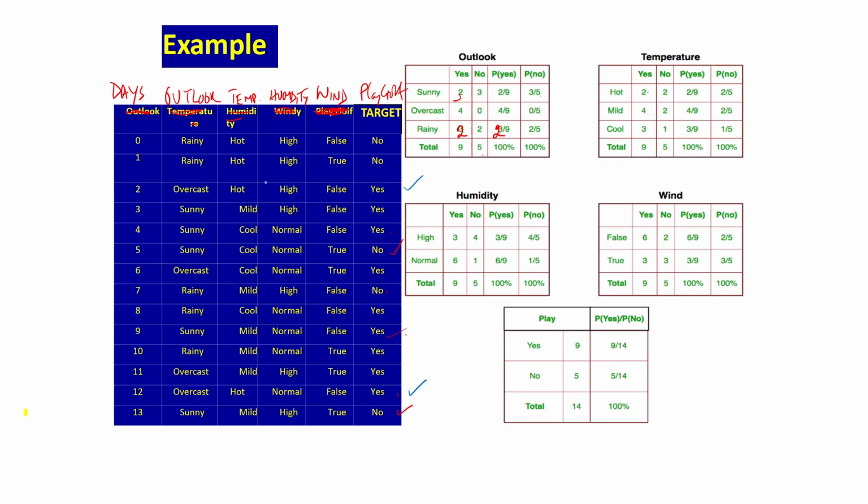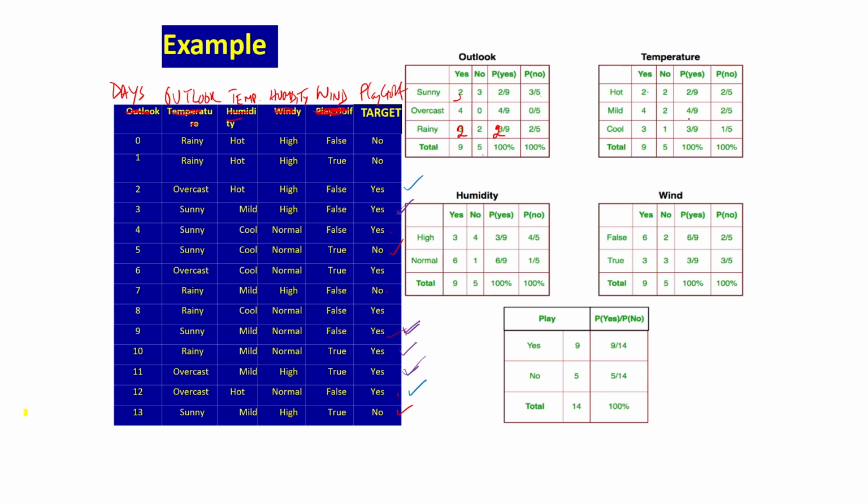Mild, how many yes is there? Mild yes is 1, 2, 3, 4. There will be 4 mild yes. You can yourself calculate from this table. So, you can see cool there will be 3, total is 9, and exactly for the no also 2, 2, 1 that is 5.